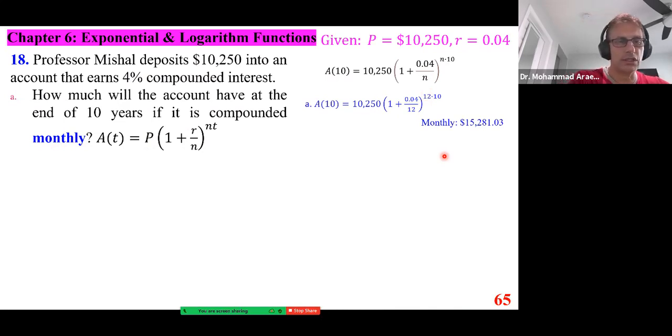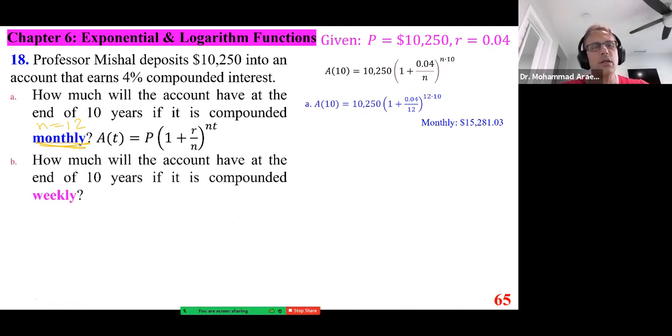The next one, we're going to repeat the same thing, but this time weekly.